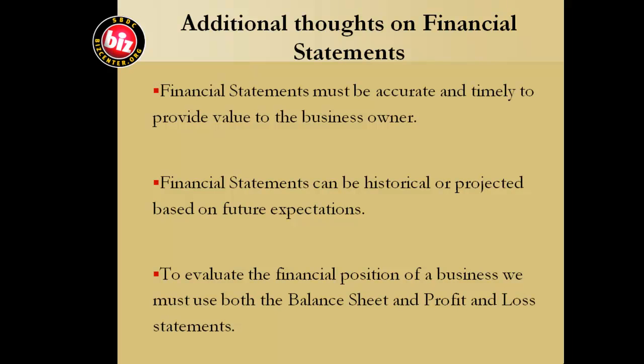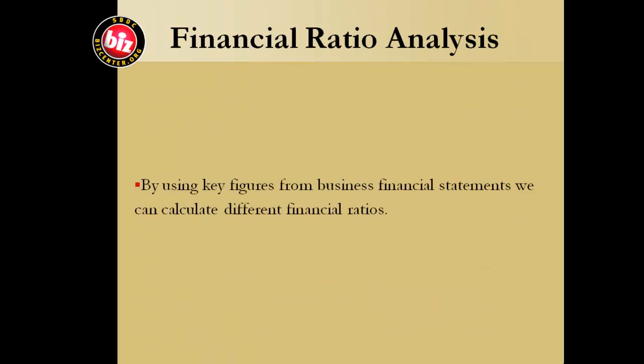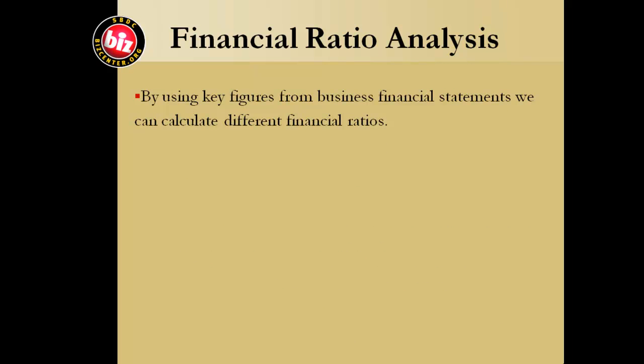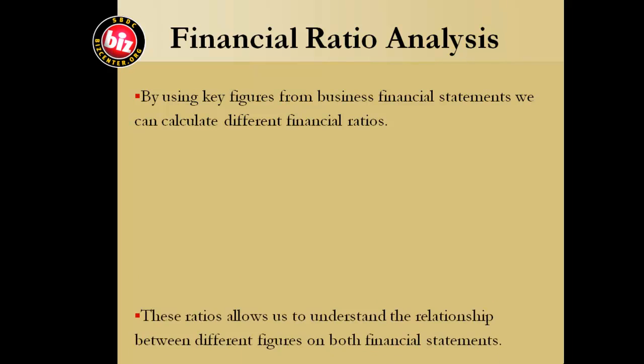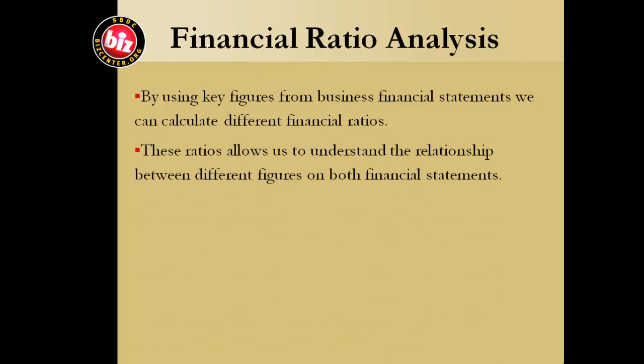We will not be able to get a full understanding of the financial position of a company by looking at only one financial statement. We must use both the balance sheet and income or profit and loss statements. Once we have complete and accurate financial statements, we can use key figures from each financial statement to calculate different financial ratios. These ratios allow us to understand the relationship between different figures on both financial statements.